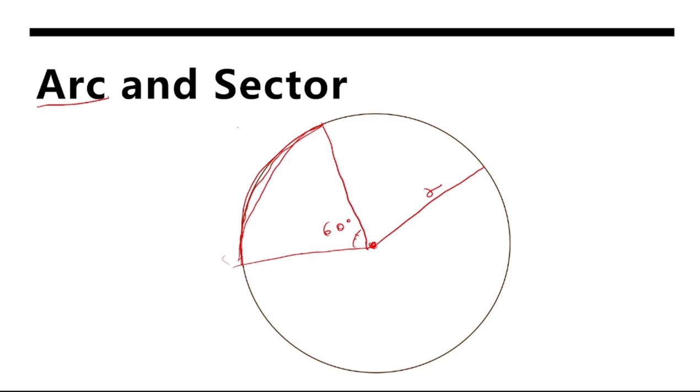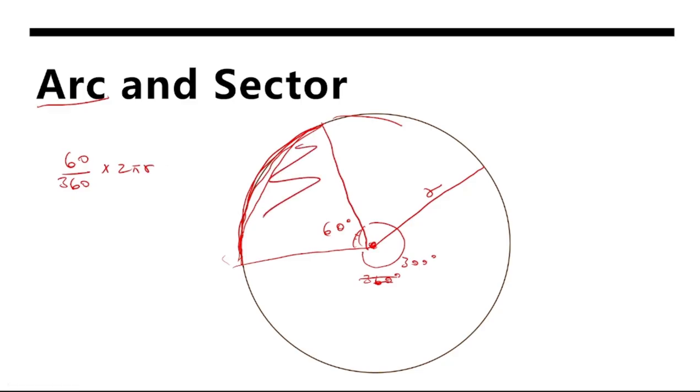So if we want to know the length of the arc, we can see this as a fraction. The whole circle is 360 degrees, and this is 60, so the rest is 300 degrees. And the arc, as a fraction, would be 60 over 360, and then just times the whole circumference, which is 2 pi r.